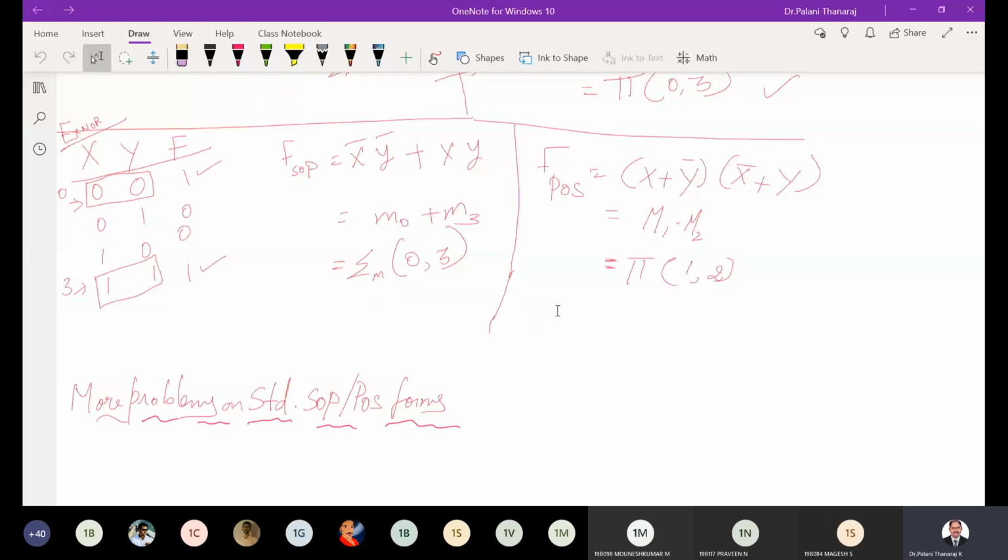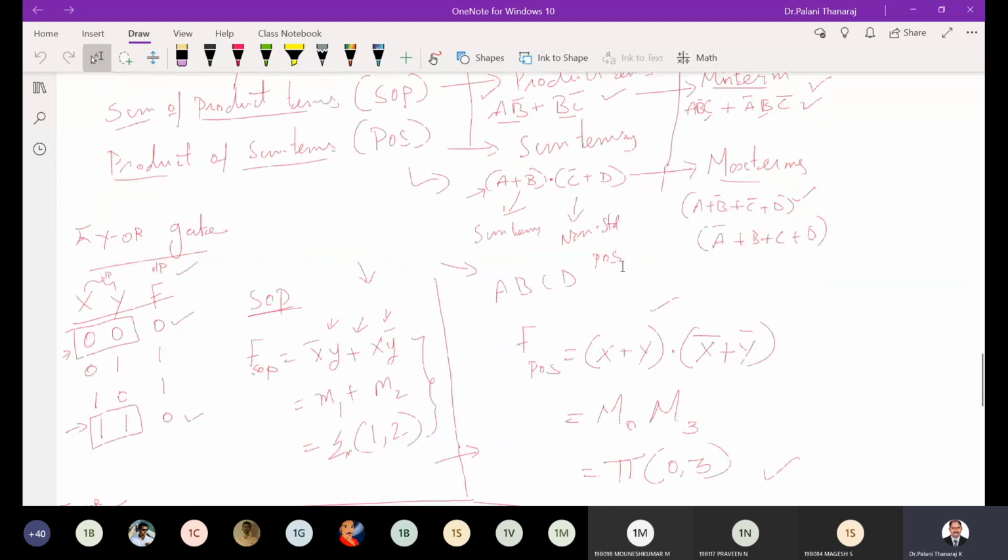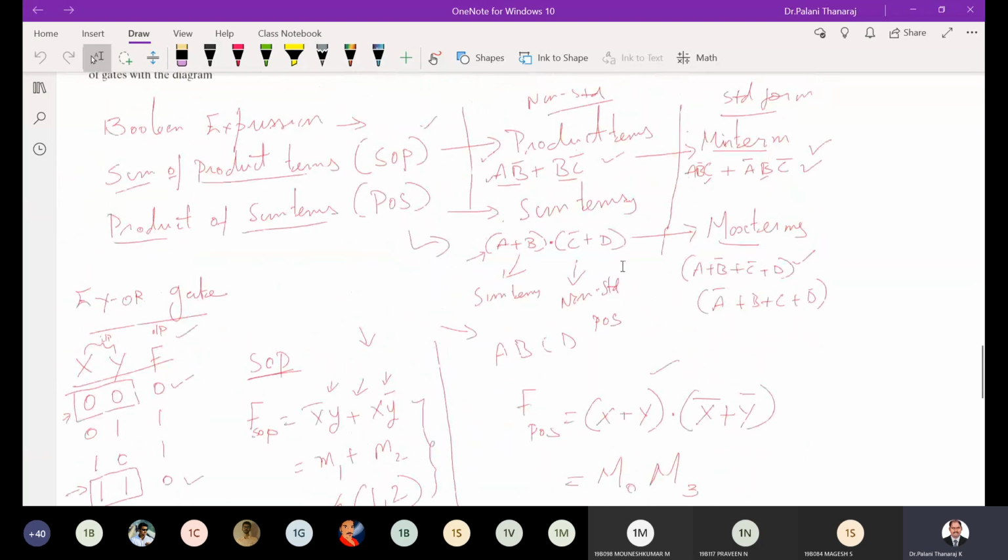Let me start with today's session on the continuation of SOP and POS forms. Yesterday I tried to explain two ways I can express a Boolean expression. What is a Boolean expression? A Boolean expression is a logical representation of input variables relating to the output variables. It is a collection of variables related by Boolean operations, with input variables relating to the output variable. So that is a Boolean expression.